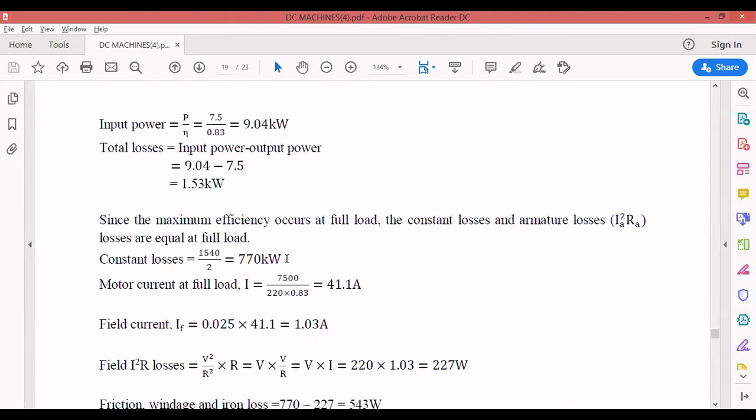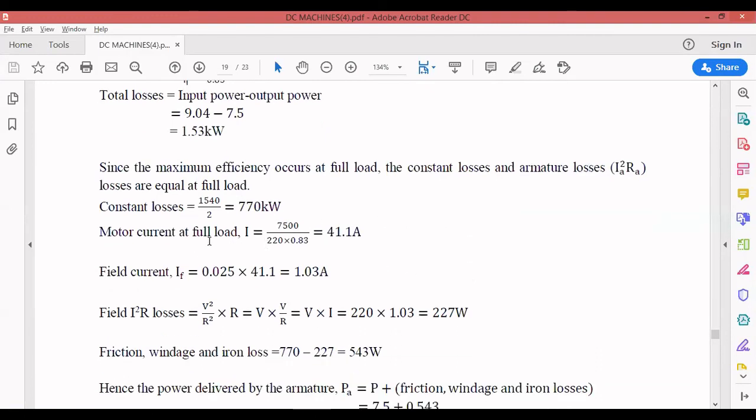What is the constant loss? It may be rotational loss, it may be series loss, it may be eddy current loss. All those, normally iron loss, can be called a constant loss. So 770. Okay, this is the constant loss. Regarding the variable loss or armature loss, it will be another 770. Regarding the remaining armature loss, it will be 770.